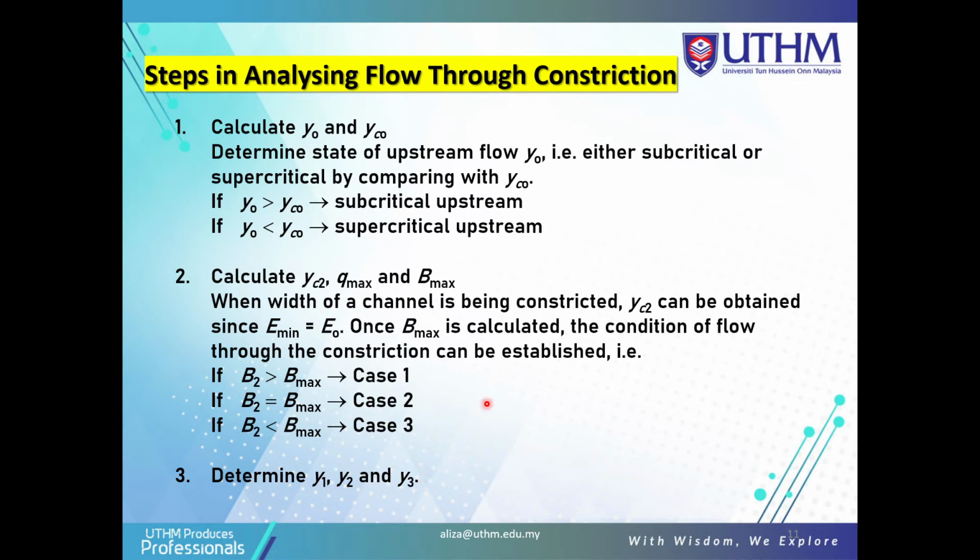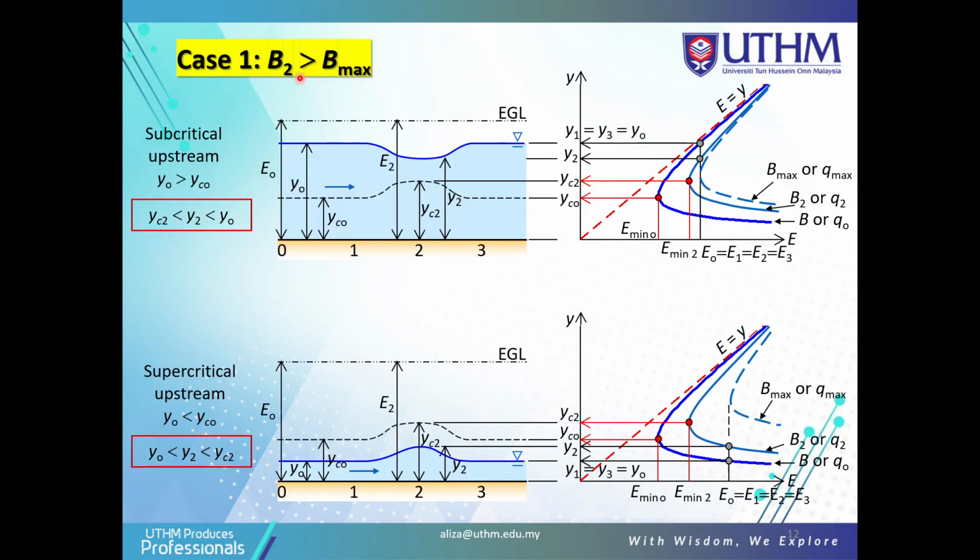So now we look at the constriction. In case 1 here, B2 is more than B maximum. This is the subcritical upstream when Y naught is more than Y critical at constriction. So this is Y naught, this is Y critical at the constriction here, and YC2 is the critical depth here, and this is Y2. And supercritical here is when Y naught is less than YC naught here. YC naught is the Y at normal, before the constriction.